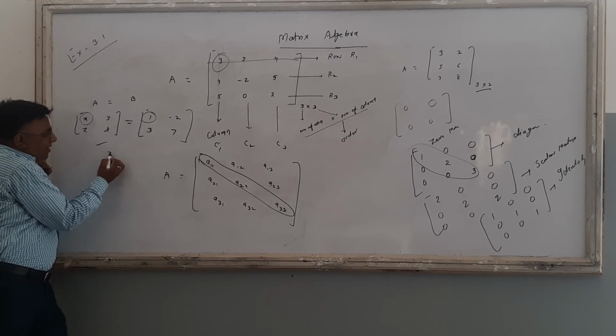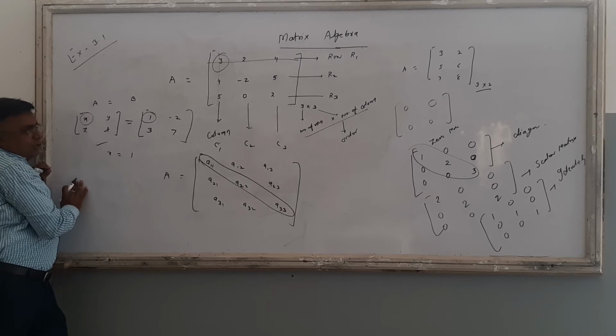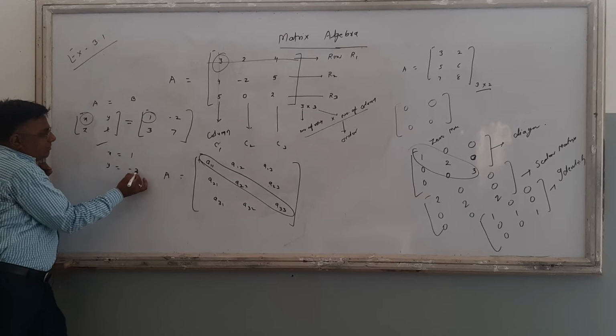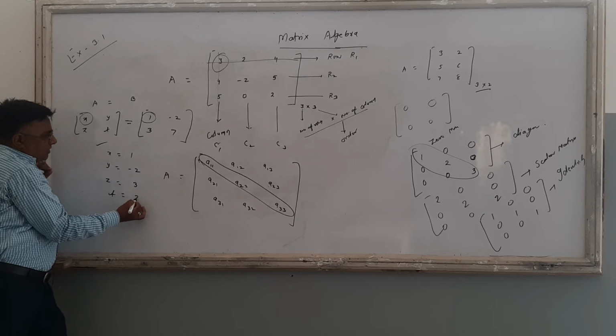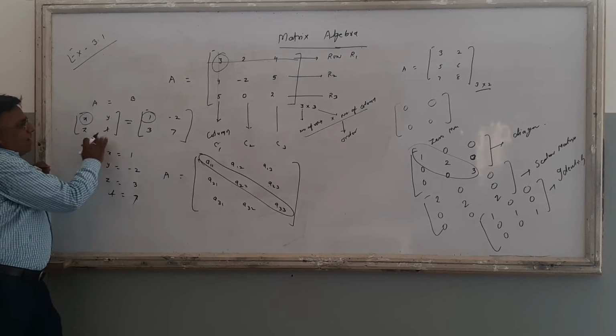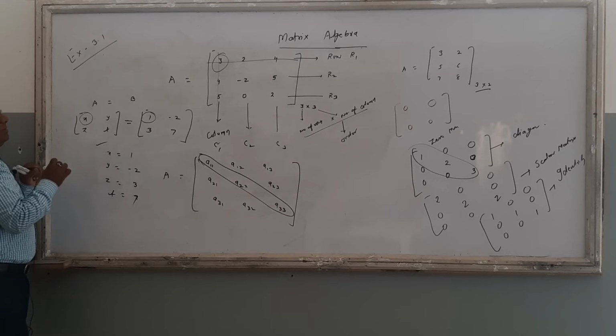That means the value of x is 1. The value of y is minus 2. The value of z is 3. And the value of t is 7. Then two matrices are equal, that is, the corresponding elements are equal.